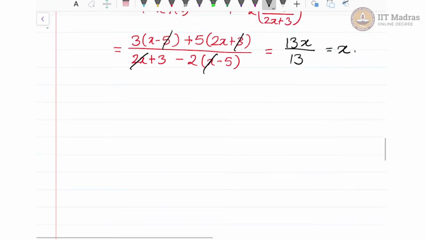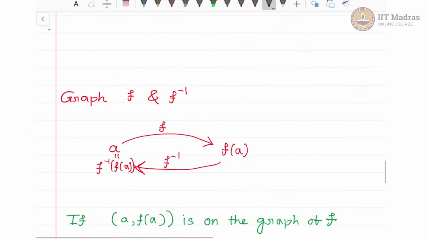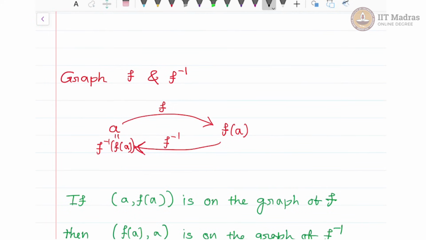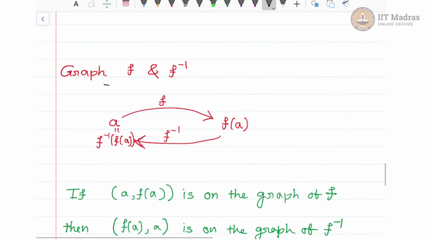Now it is important to understand graphically what the inverse function is, or how the graph of f and f inverse changes. So we already have a vague understanding of the graph of f and f inverse. Now let us look at it formally. So if I know something about f or the graph of f, then given a value of a, I am able to calculate f of a, and (a, f of a) is the pair which we call the graph of f. You look at f inverse.